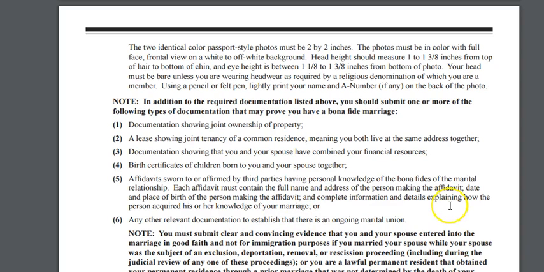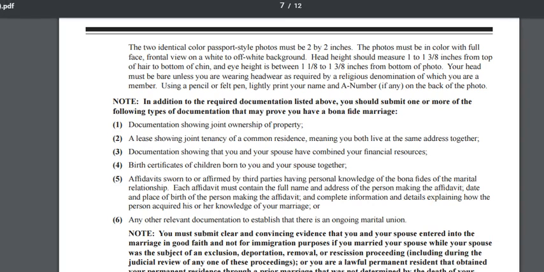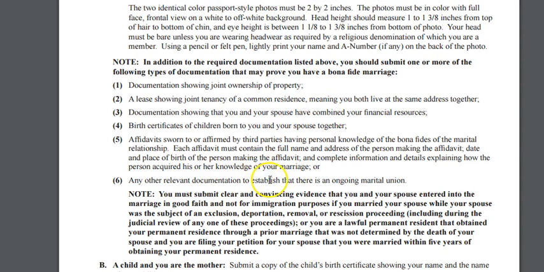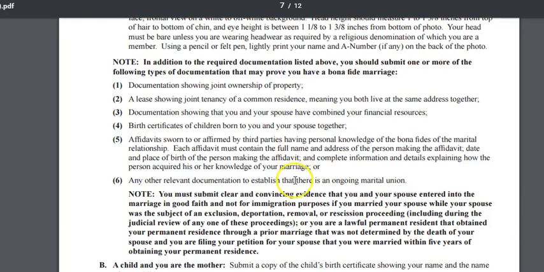Understand the goal here. The goal is to prove to the officer that your marriage is a real marriage, that it's not fake. For example, pictures of your wedding, you can submit that. So there is no limit on what documents. Any document that can prove your ongoing marital union is welcome. But you don't need to submit all of this.